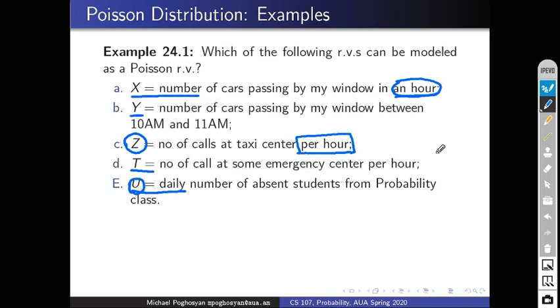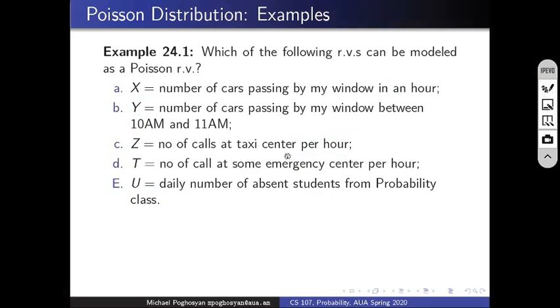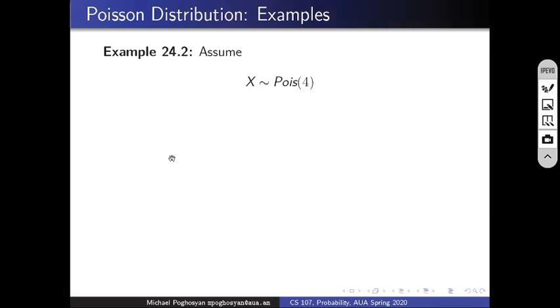So the idea was we need to have the same rate, the same average number per that unit of time we are considering, to be able to use a Poisson random variable. Okay, so let's move forward. Now assume we have a random variable X which has a Poisson distribution, Poisson 4. So the rate parameter is 4.